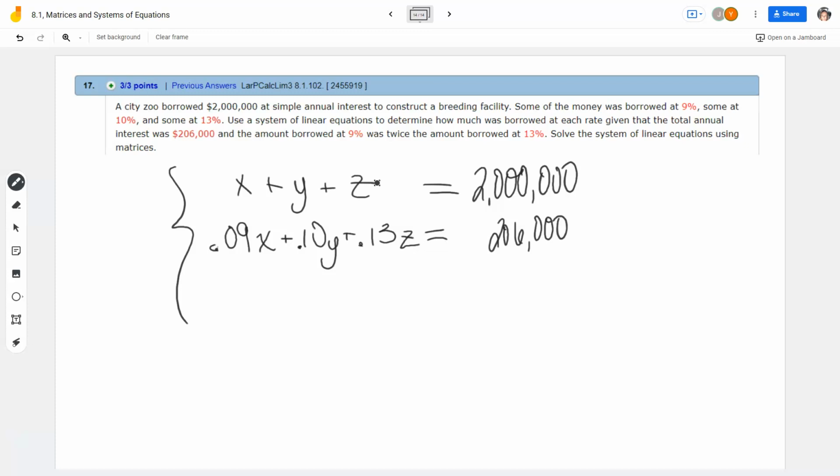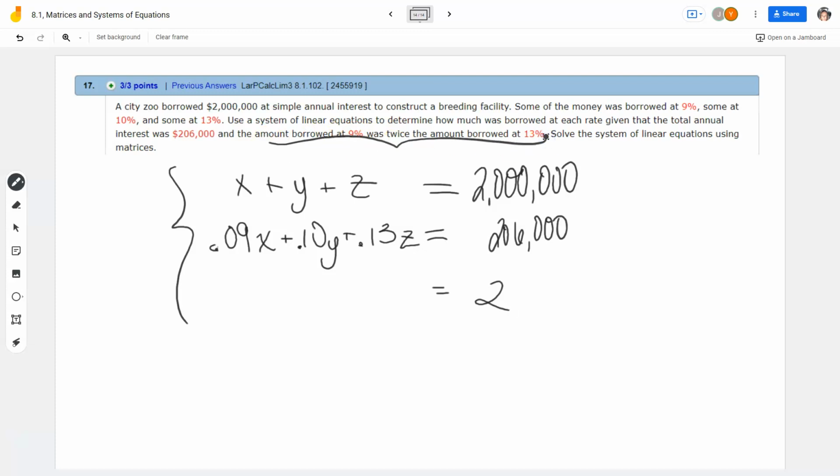Anybody have another relationship that's in here somewhere? 9% was twice the amount borrowed at 13%. So something was twice something else. Is it talking about the 0.09 or is it talking about something else? Yeah, it's talking about the 9% and the 13%, but am I putting 0.09? Is it talking about the interest? Equals 0. How do we get that? Hold on, wait. I just want to translate the statement. We're just translating the statement.